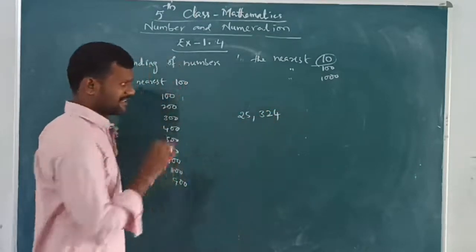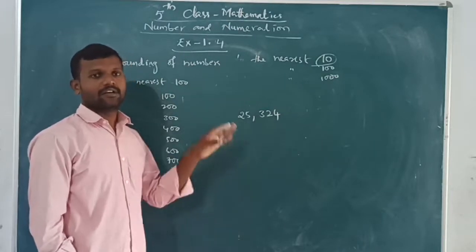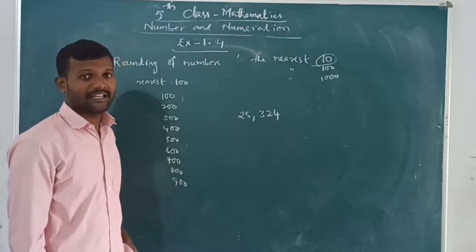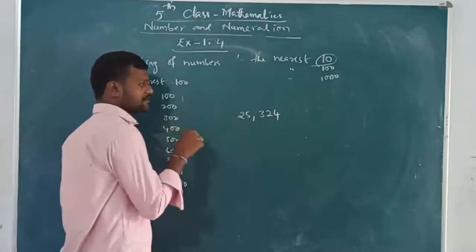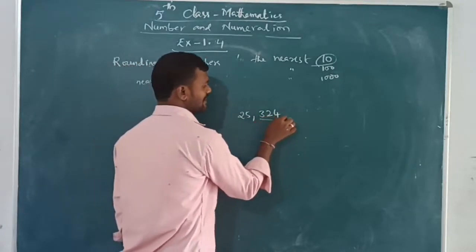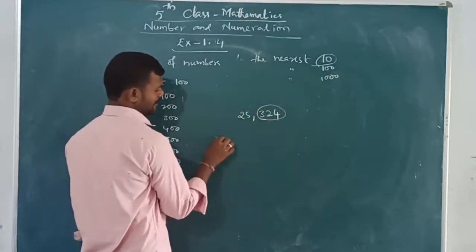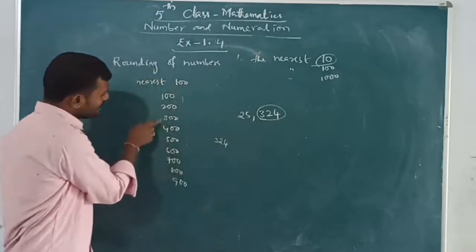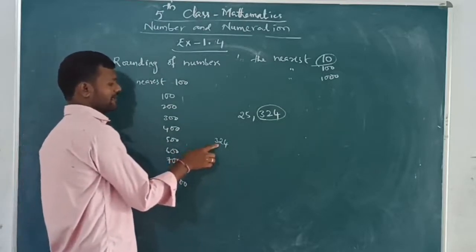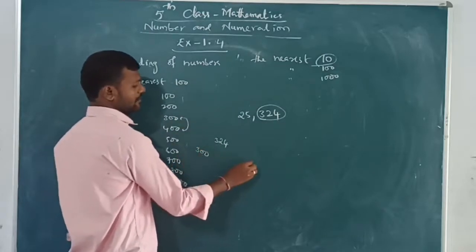Now if I give any number here, for example 25,324, I asked you to round off this number to the nearest hundreds. When they have given hundreds, we have to take ones, tens, hundreds. So these three digits you have to consider. What is the number? 324. 324 is above 300 and below 400, so it is lying between 300 and 400.